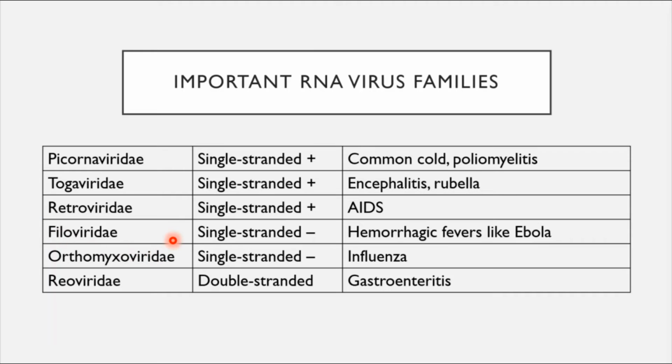Filoviridae is a single-stranded minus virus family that includes causes of hemorrhagic fevers such as Ebola. Orthomyxoviridae is a single-stranded minus family that includes influenza viruses. And Reoviridae is a double-stranded family that includes causes of gastroenteritis. Now, I don't expect you to know whether these are single-stranded plus, single-stranded minus, or double-stranded. It's more important that you connect the name of the family to the types of diseases that it causes.